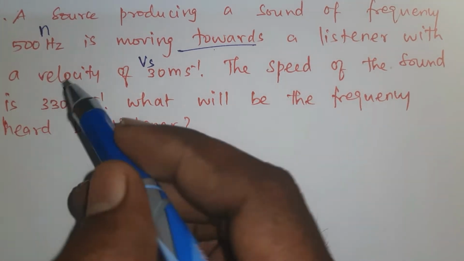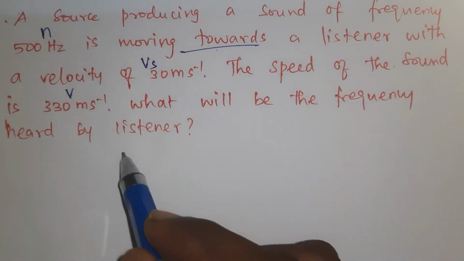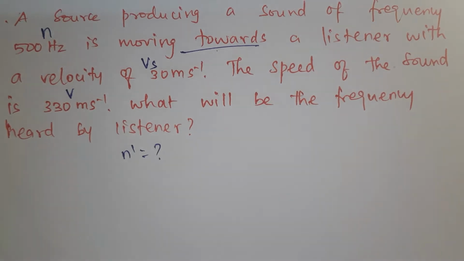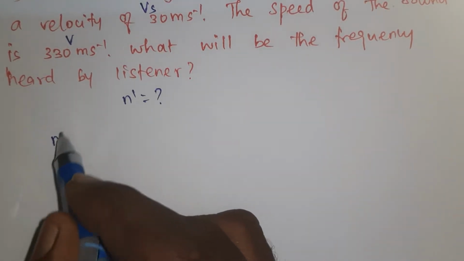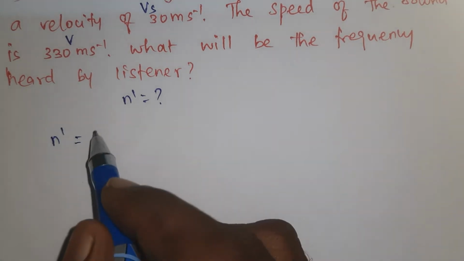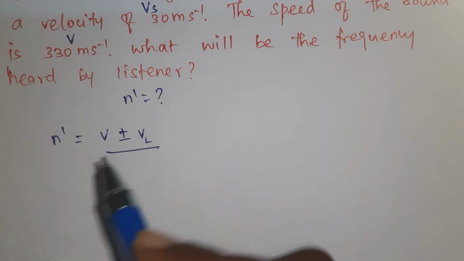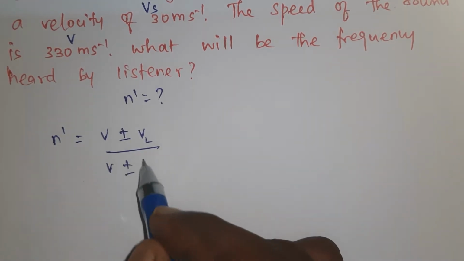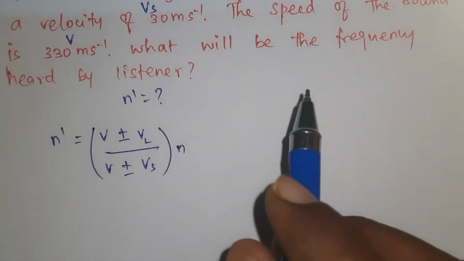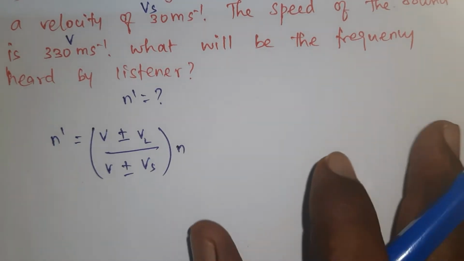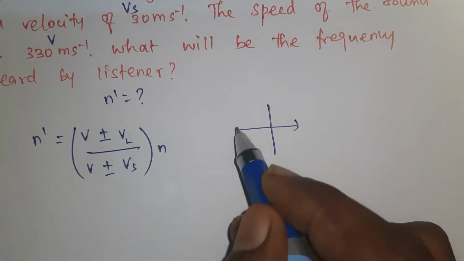This speed of sound is v. What will be the frequency heard by the listener? So we are going to find out n dash. The general formula for the Doppler effect, we know that n dash, the apparent frequency, is equal to (v plus or minus vL) divided by (v plus or minus vs) into n. To select the sign conventions, we can use the Cartesian coordinate axis.